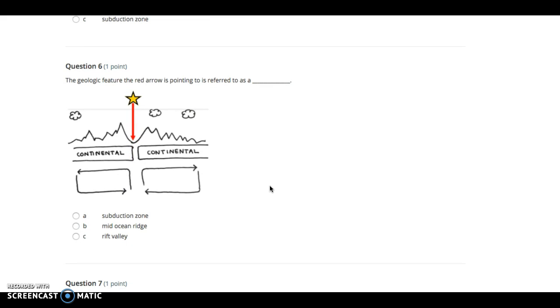Question number 6. The geologic feature the red arrow is pointing to is referred to as A. Subduction zone, B. Mid-ocean ridge, C. Rift Valley.